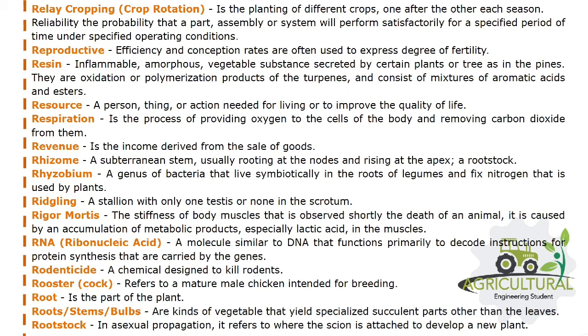Rooster, cock, refers to a mature male chicken intended for breeding. Root is the part of the plant. Roots/stems/bulbs are kinds of vegetable that yield specialized succulent parts other than the leaves. Rootstock, in asexual propagation, refers to where the scion is attached to develop a new plant.